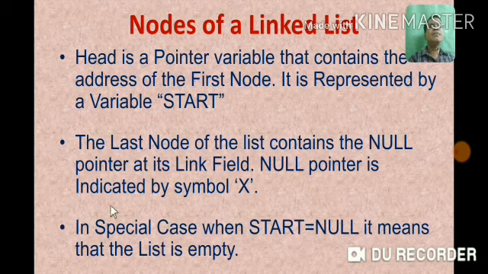In a special case, when start is equal to null, meaning the pointer variable which points to the first node is null, it means that the linked list is empty. So these are some of the basic concepts that we are going to use in the algorithms.